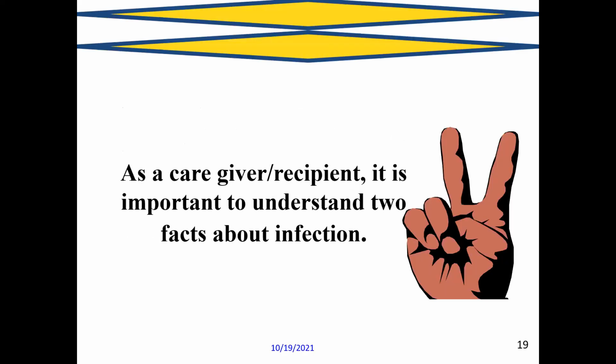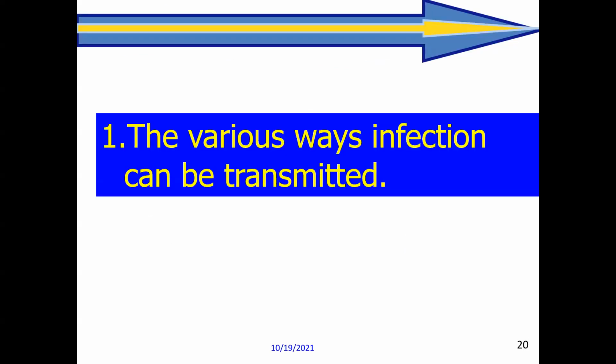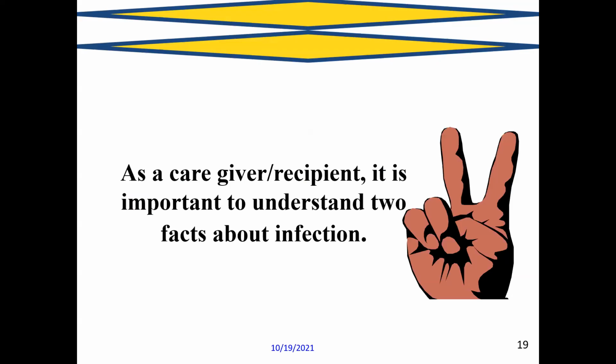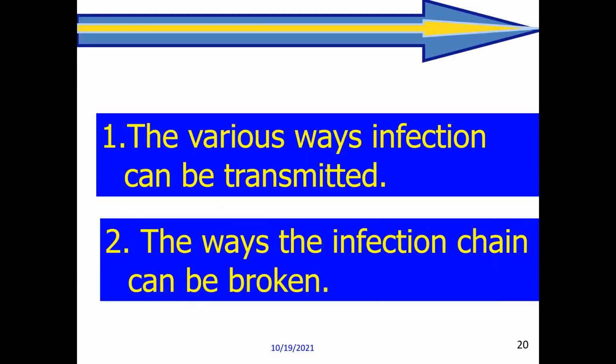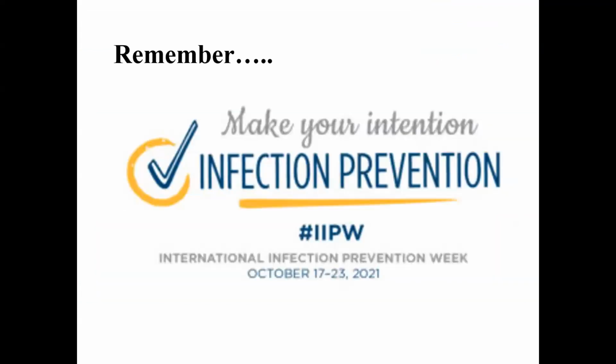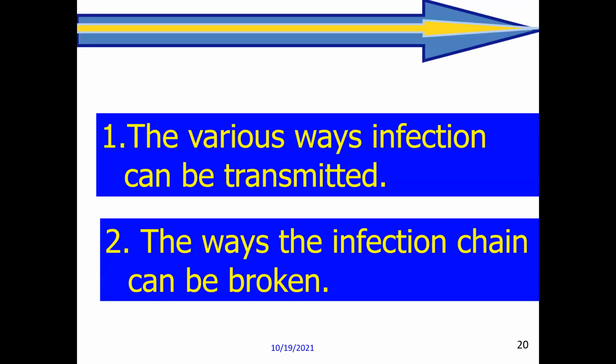Then remember, there are two things. As a caregiver, or recipient, in this case our patient, there are two things both groups, that is the caregiver and the recipient of care, should understand. The two facts are the various ways infection can be transmitted and the ways the infection chain can be broken. That is the way to prevent that infection from spreading from one person to the other.